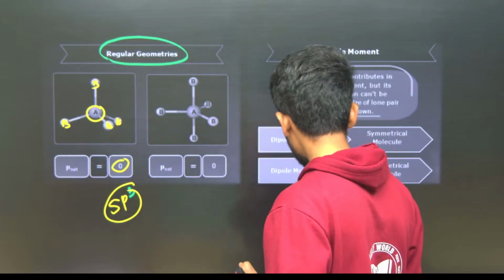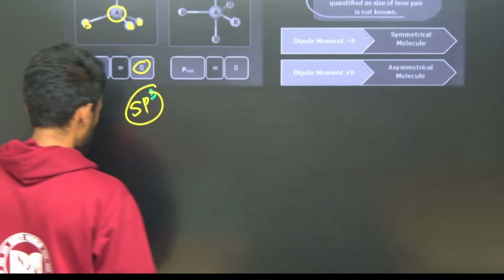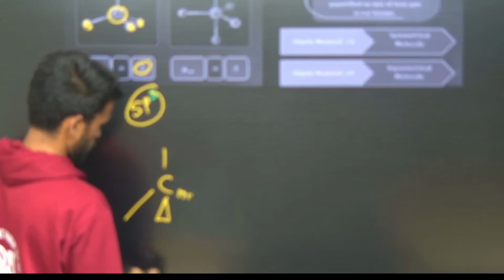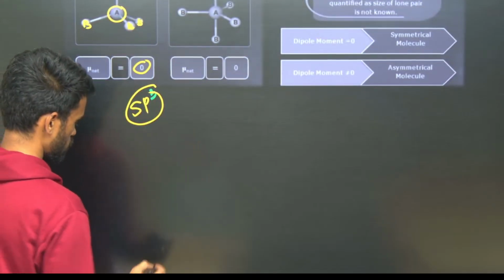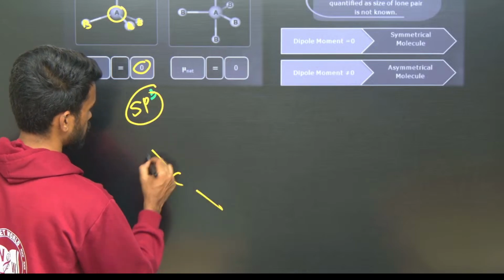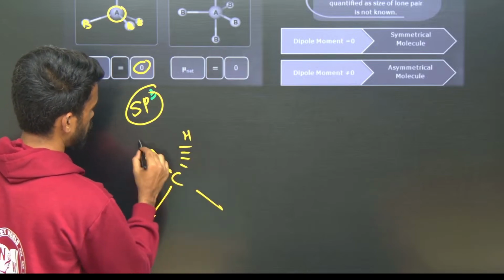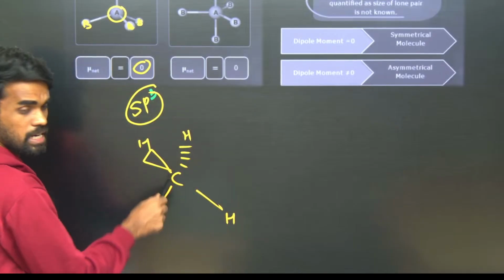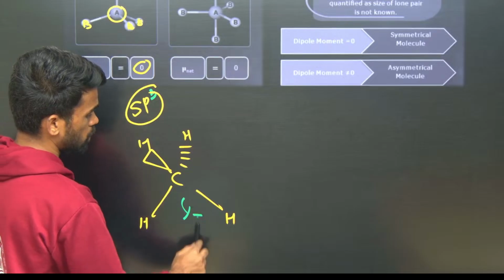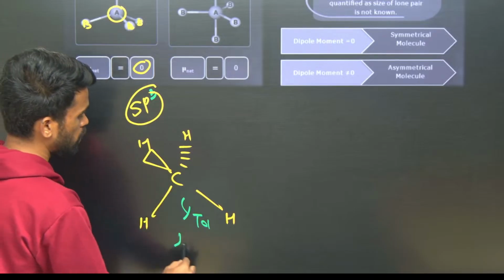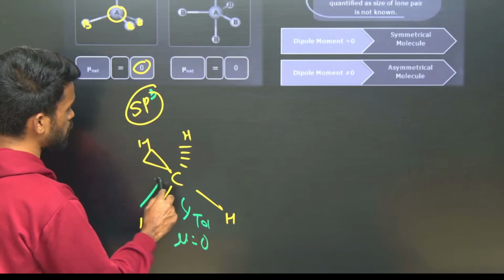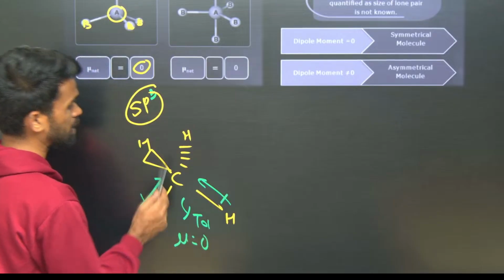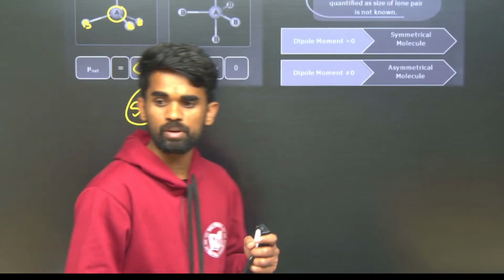For example, we have methane. Methane I am writing, like this we will write. All surrounding atoms are the same around the central atom. It has perfect, regular tetrahedral geometry. Therefore the mu value will be 0 in this case, because these dipoles cancel out each other. The dipoles generated here cancel out, therefore the resultant dipole will be 0.